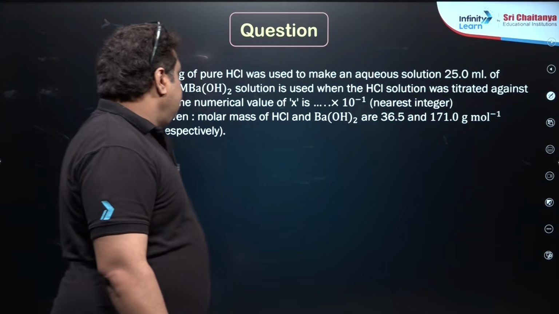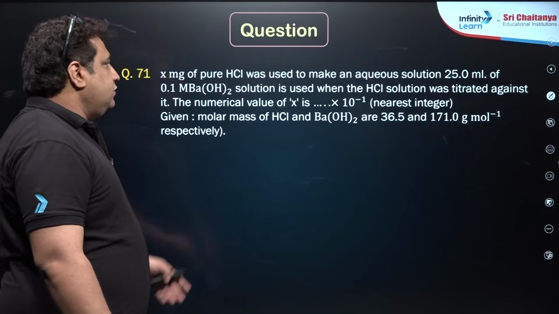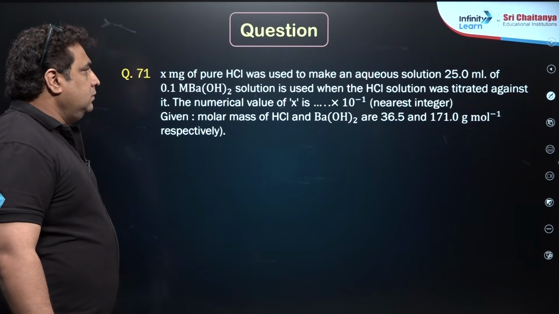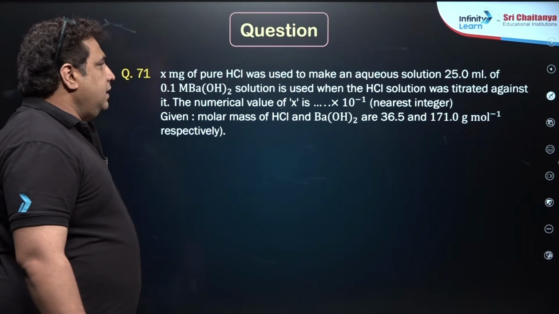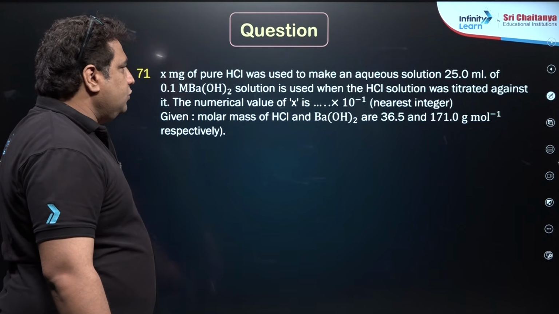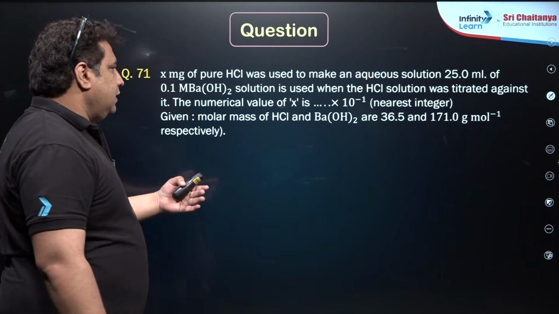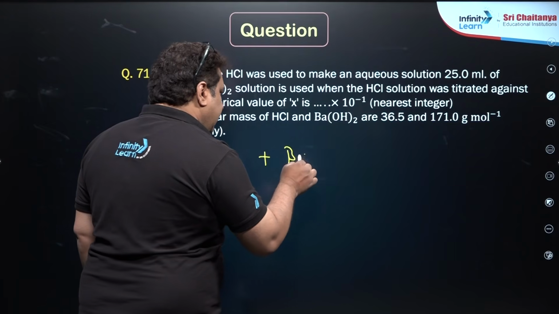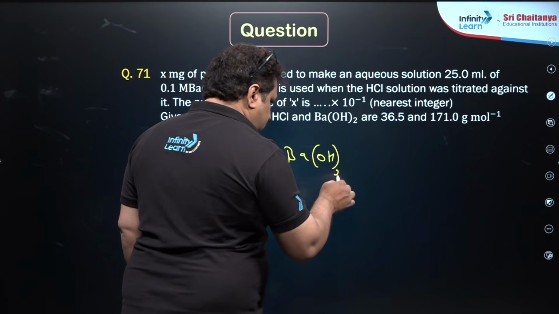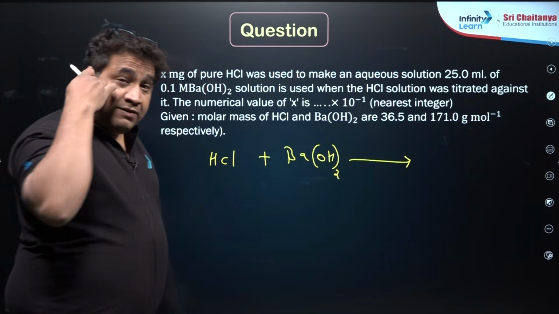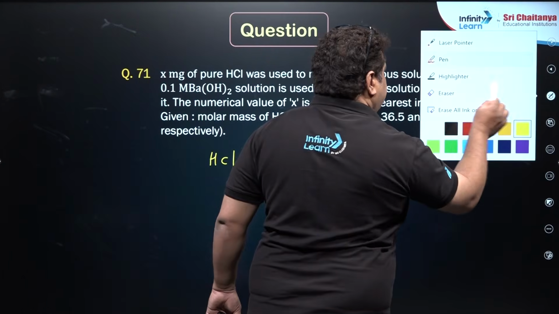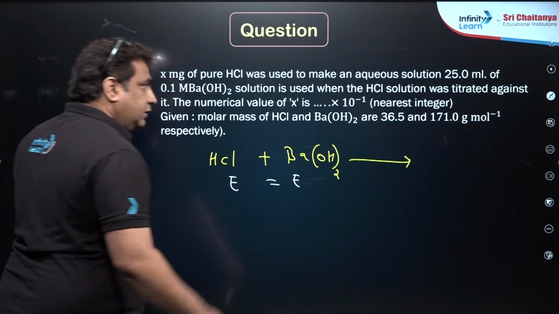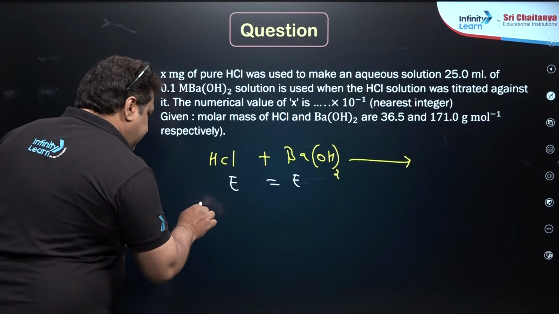Another easy question. He is asking x mg of pure HCl was used to make an aqueous solution to 250 ml, and 25 ml of 0.1 molar barium hydroxide was titrated against it. Find the numerical value of x. Very simple. So here HCl is treated with barium hydroxide, whatever it is giving I am not bothered. I will apply chemical law of equivalence. So as per chemical law of equivalence, equivalence of HCl should be equal to equivalence of barium hydroxide.